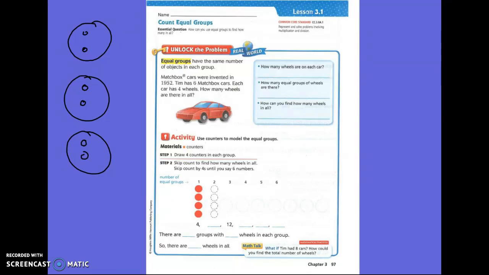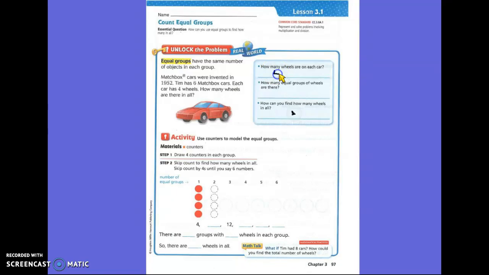Now, let's read the story problem. Matchbox cars were invented in 1952. Tim has 6 Matchbox cars. Each car has 4 wheels. How many wheels are there in all? Okay. How many wheels are on each car, boys and girls? 4 wheels. So write that down.